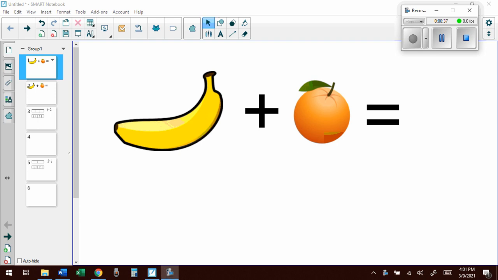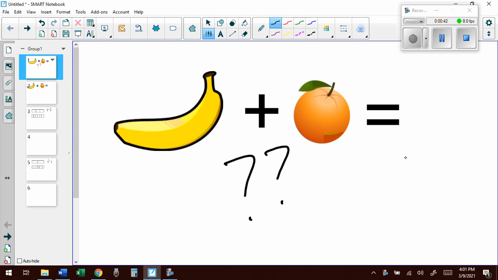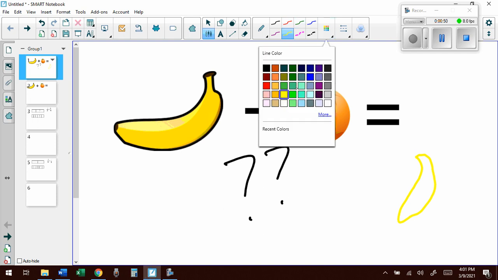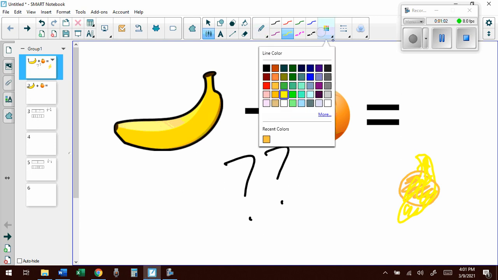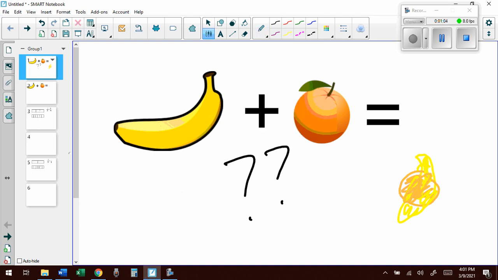What would you get? You'd have a banana and an orange, and it would be all yellow and all orange, and I guess what I'm trying to say is that it just wouldn't make any sense.